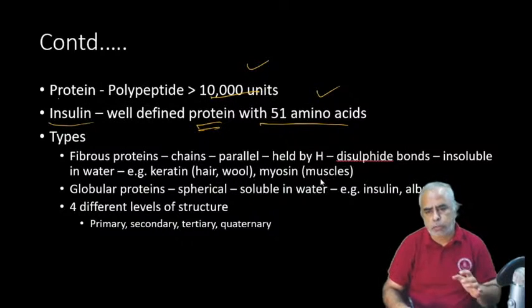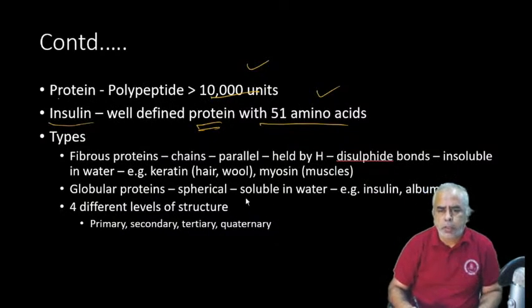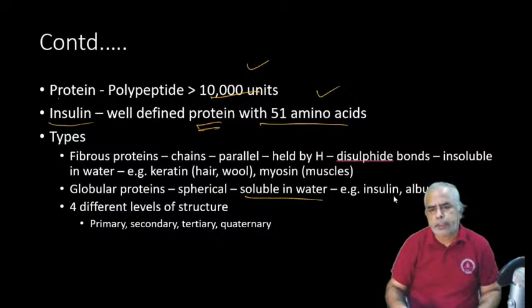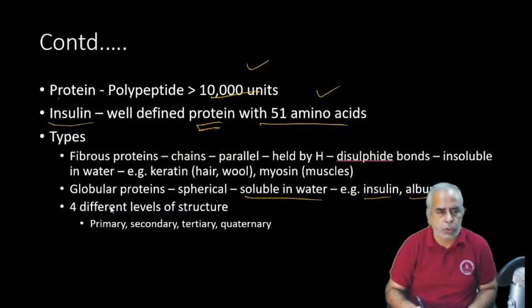Myosin, they are present in muscles. Globular proteins, that is spherical, globular, their structures are globular. They are soluble in water. Examples: insulin, albumin. As I already mentioned, there are different levels of structures.